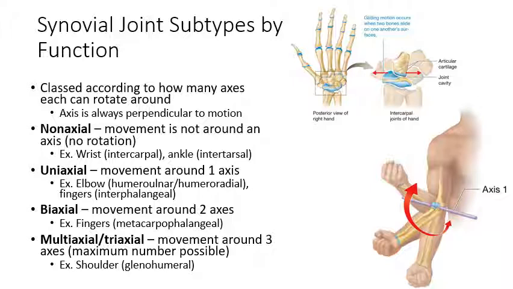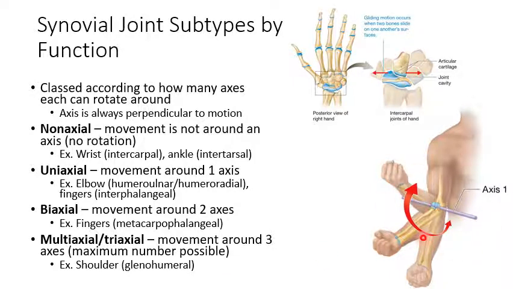they have their subtypes by structure, just like the fibrous and cartilaginous joints do, but they also have subtypes by function. So those subtypes are related to the type of movement that the joints support, and specifically the number of axes that each synovial joint is able to rotate around. So basically, you can imagine an axis through the joint, and the joint moving or rotating around that axis perpendicular to it.